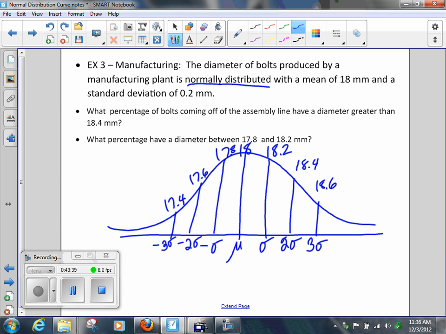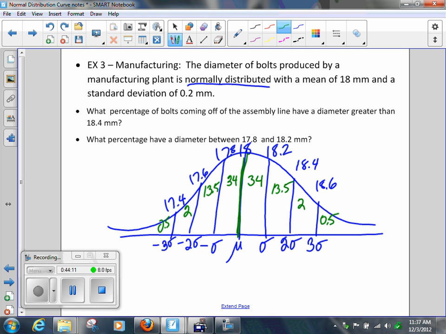Is everybody cool? Do your numbers match my numbers? Because they should. Now, my mean is here, 34, 34, 13.5, 13.5, 2, 2, 0.5, 0.5. That ought to be a no-brainer for you, and it ought to go that quickly, okay? Now it says, what percentage of bolts coming off the assembly line have a diameter greater than 18.4 millimeters?